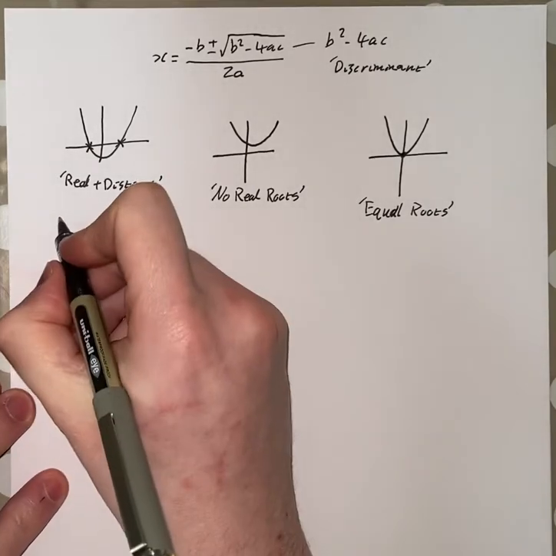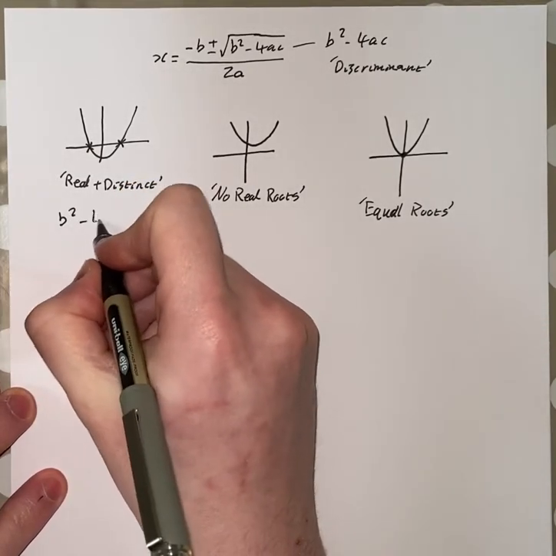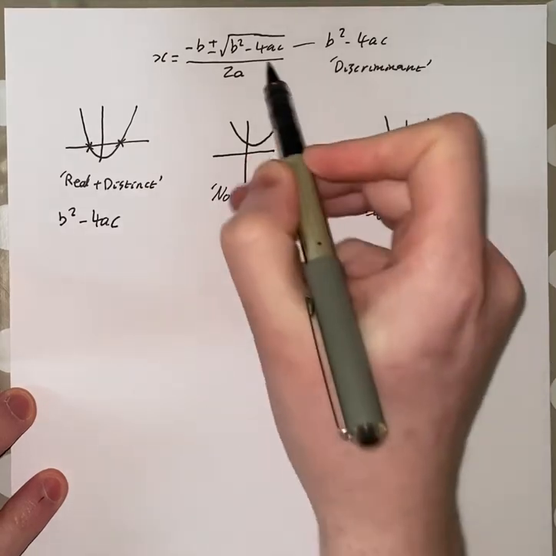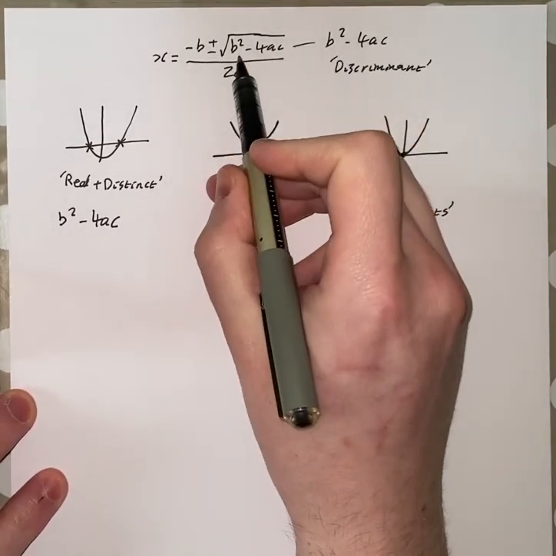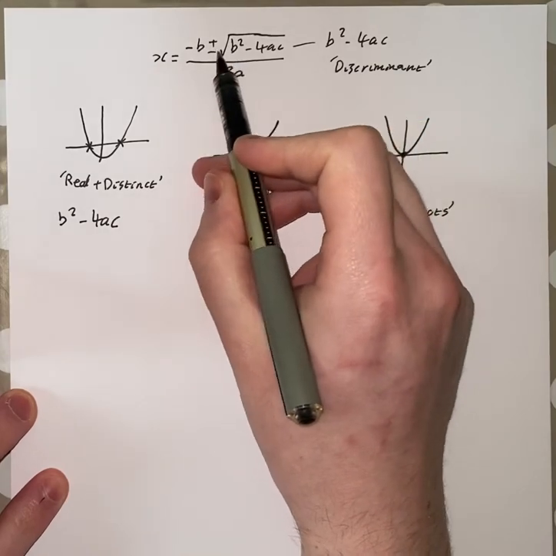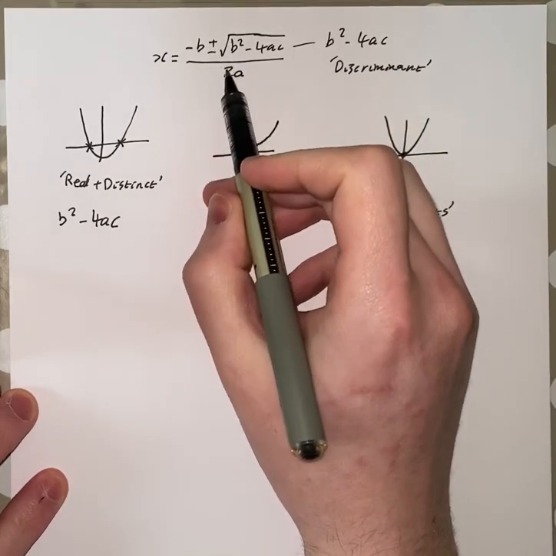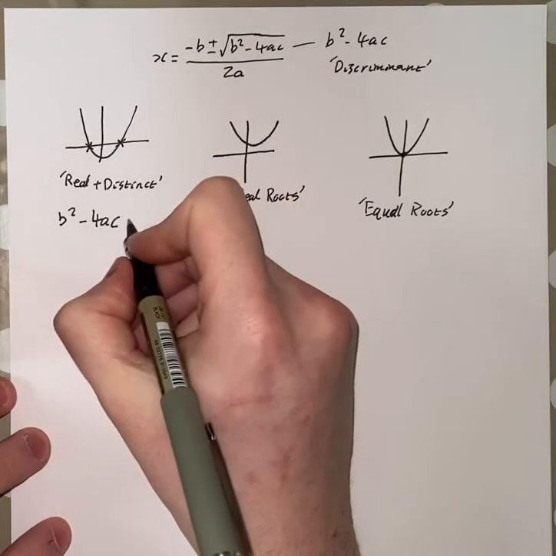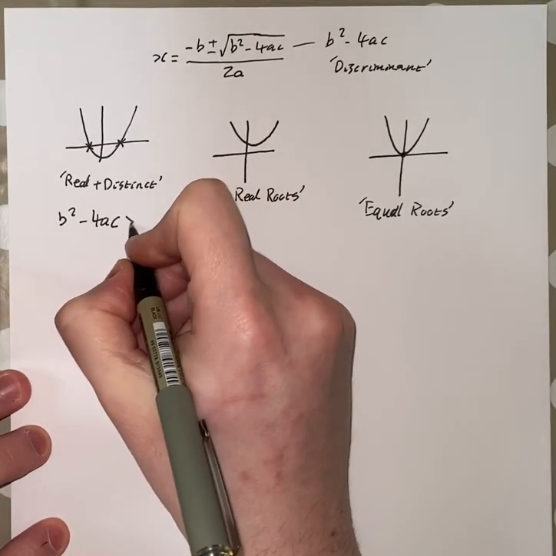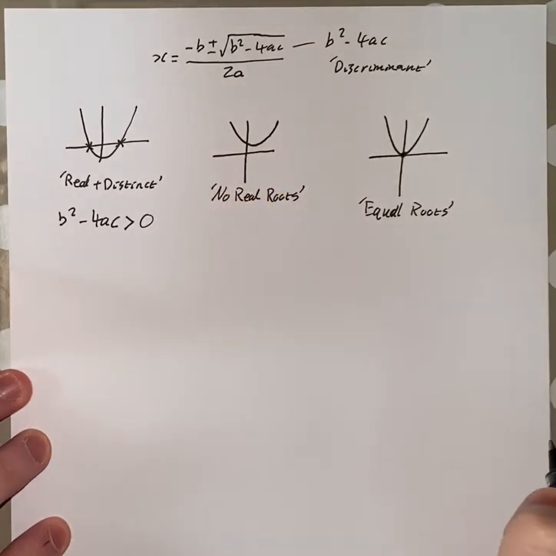Now, if we look at it, once we've calculated our b squared minus 4ac, if this number is positive, then brilliant, we've got a plus and a minus, and that gives us our 2 answers like we looked at in our last lesson. So if b squared minus 4ac is positive, or greater than 0, then we say there are real and distinct roots.